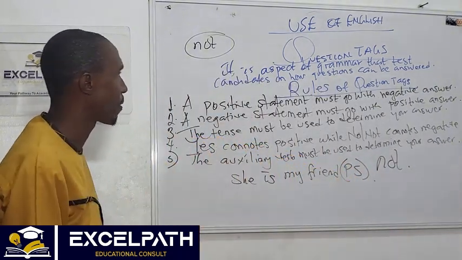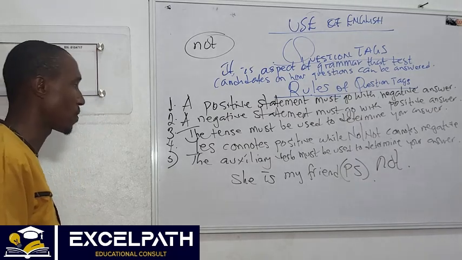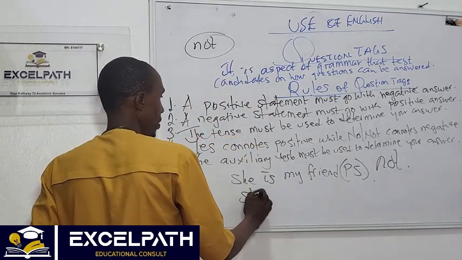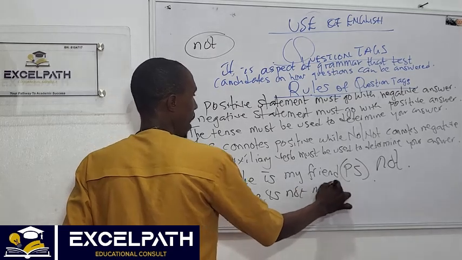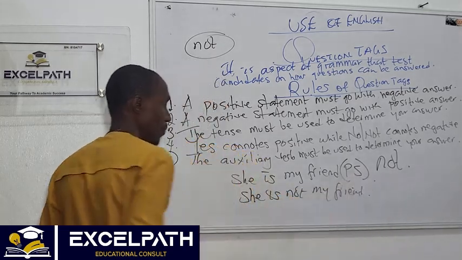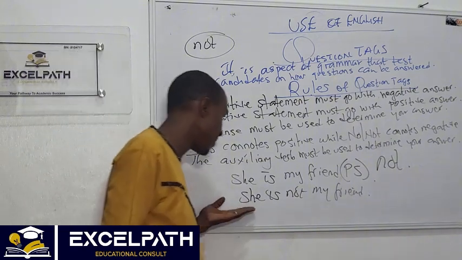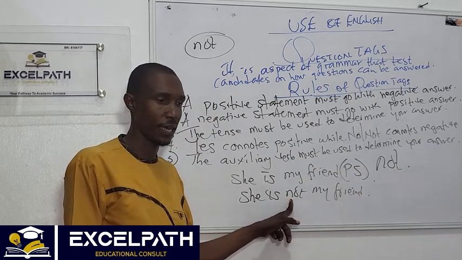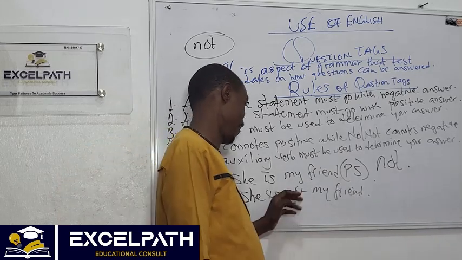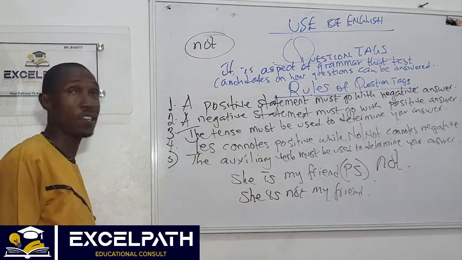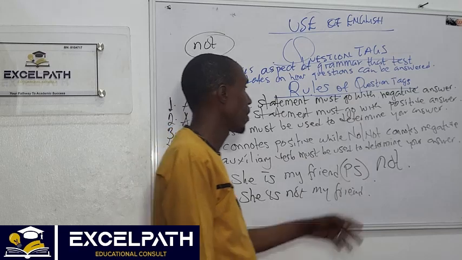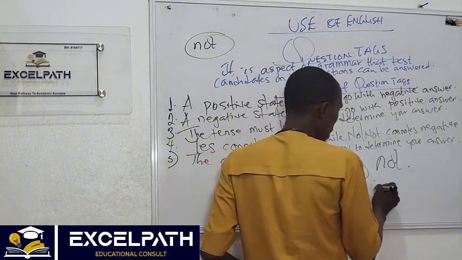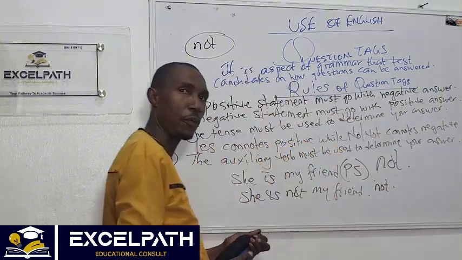The same thing goes with number two. A negative statement must go with a positive answer. Take for instance, you are given, she is not my friend. This is a statement being given. And what do you see there? Not. For the fact that there is not there, that is a negative statement. And a negative statement must go with a positive answer, which means the answer you will have will not carry what? Not. Are we together?